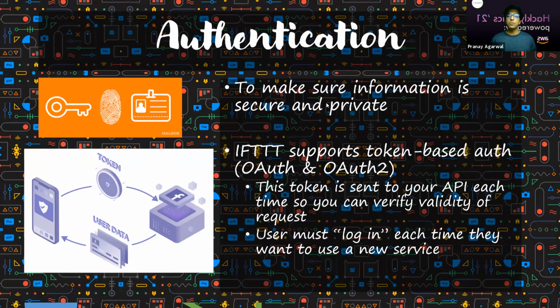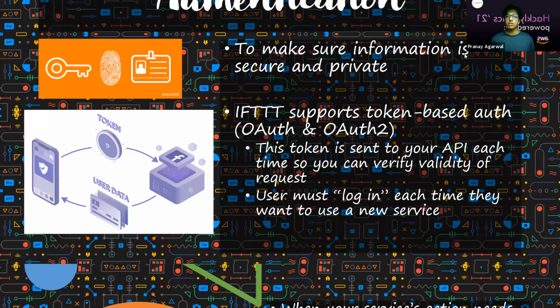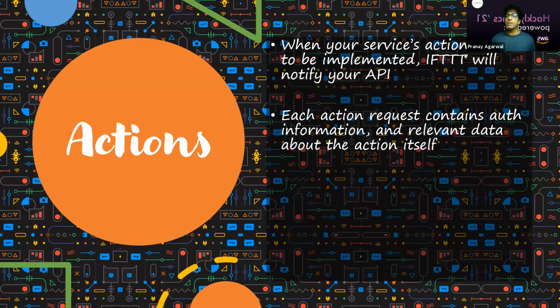All right, so now we can talk about actions. An action is basically what your service does when a trigger is initialized or executed. Whenever this happens, IFTTT sends a call to your API. It says, hey, I've just received a request from a user, and it passes the authentication token to let you know which user.